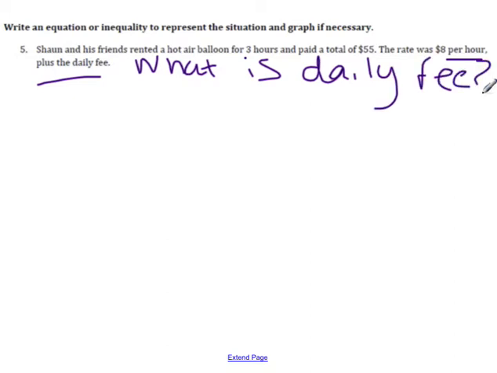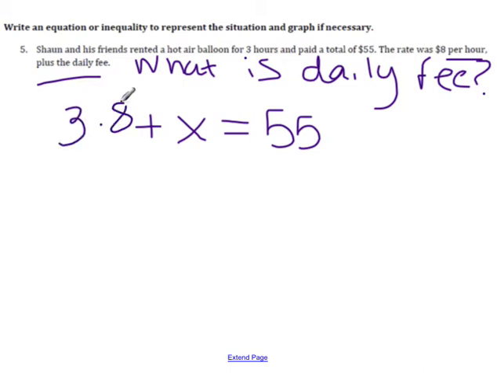So let's go ahead and take a look. So we paid $55 total. Okay, and then when we started, we had to pay an x daily rate. We don't know what that daily rate was, okay? We were out there for 3 hours and we paid $8 per hour. So because we were out there for 3 hours, I'm multiplying that by the hourly rate, which is $8 per hour. So now I need to solve this for x to figure out what the daily rate is going to be. So I have 24 plus x is equal to 55.